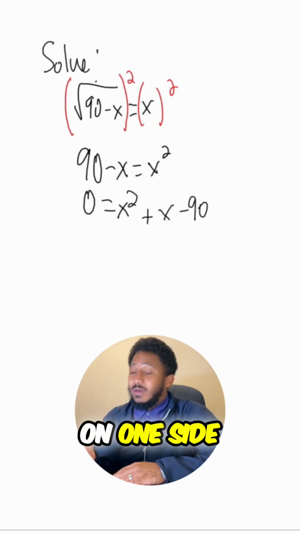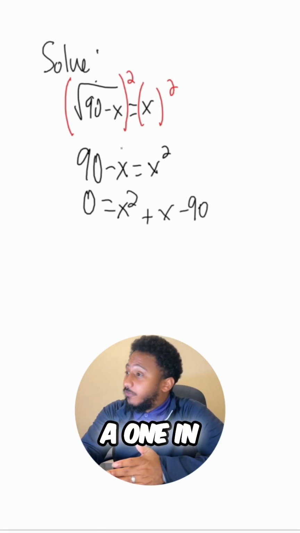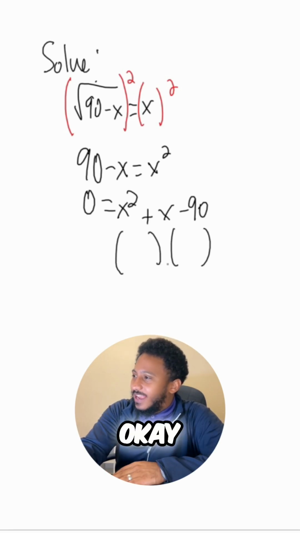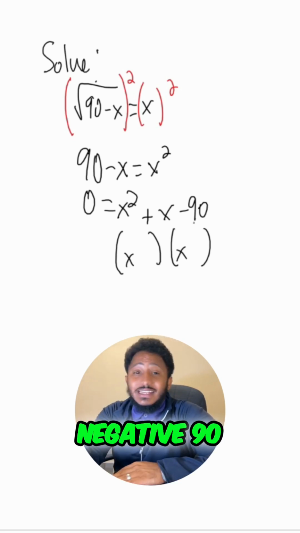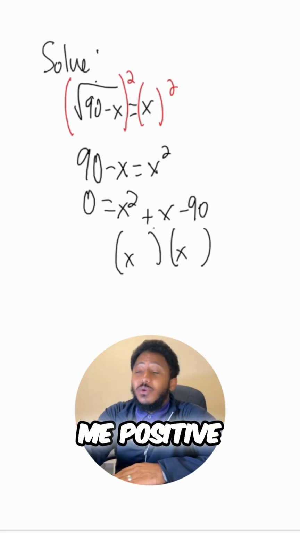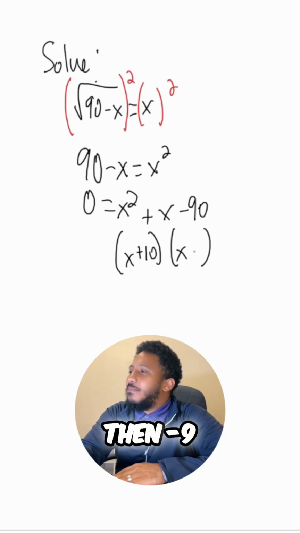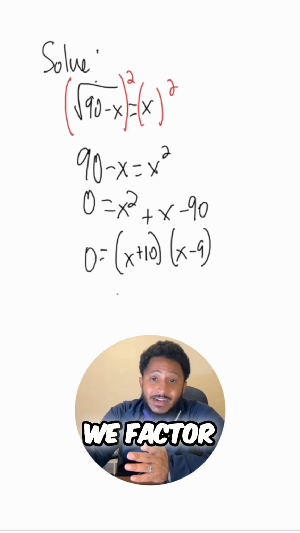Okay, so we got 0 on one side. Now let's try factoring the other side. This one, it's 3 terms with a 1 in front of the x squared. We can go straight to double bubble, okay, x and x. And now we need numbers that multiply to give me negative 90 and add to give me positive 1. So like here we would say, oh, that's plus 10 and then minus 9. Got it. All right, so get 0 on one side. We factor the other side.